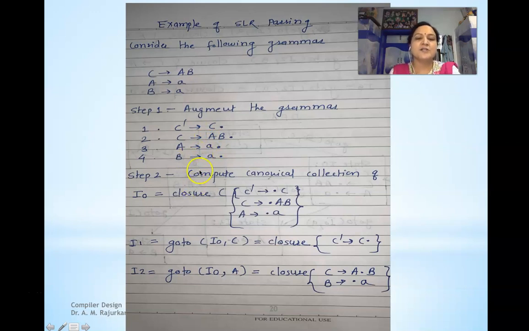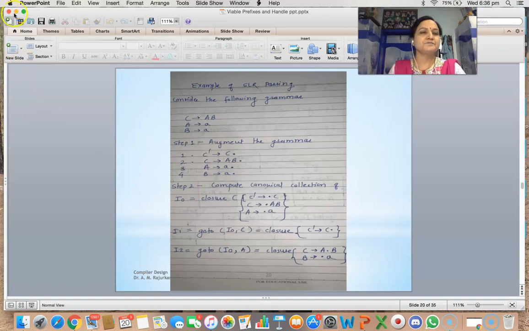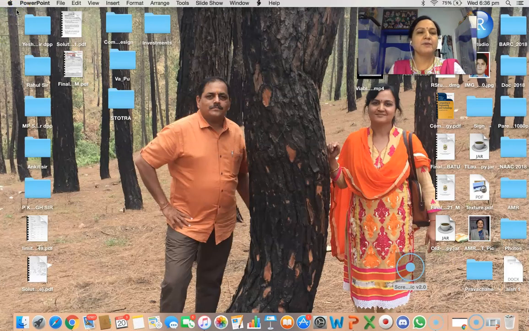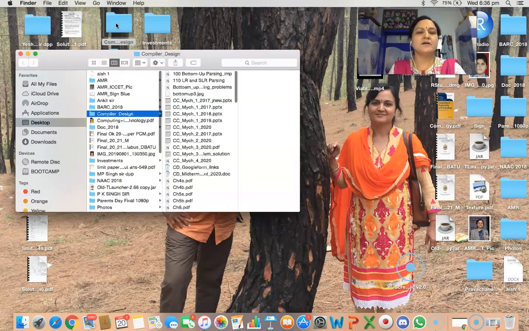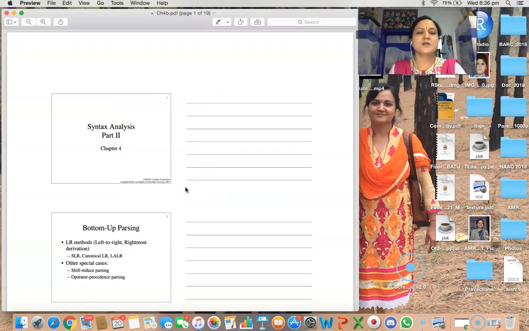Once the augmentation of the grammar is over, the next step is to compute the canonical collection of LR0 items, starting with I0. Before this, we have to see how to compute the closure and goto. So let's see another PPT where we will get the algorithms for the construction of closure as well as goto.